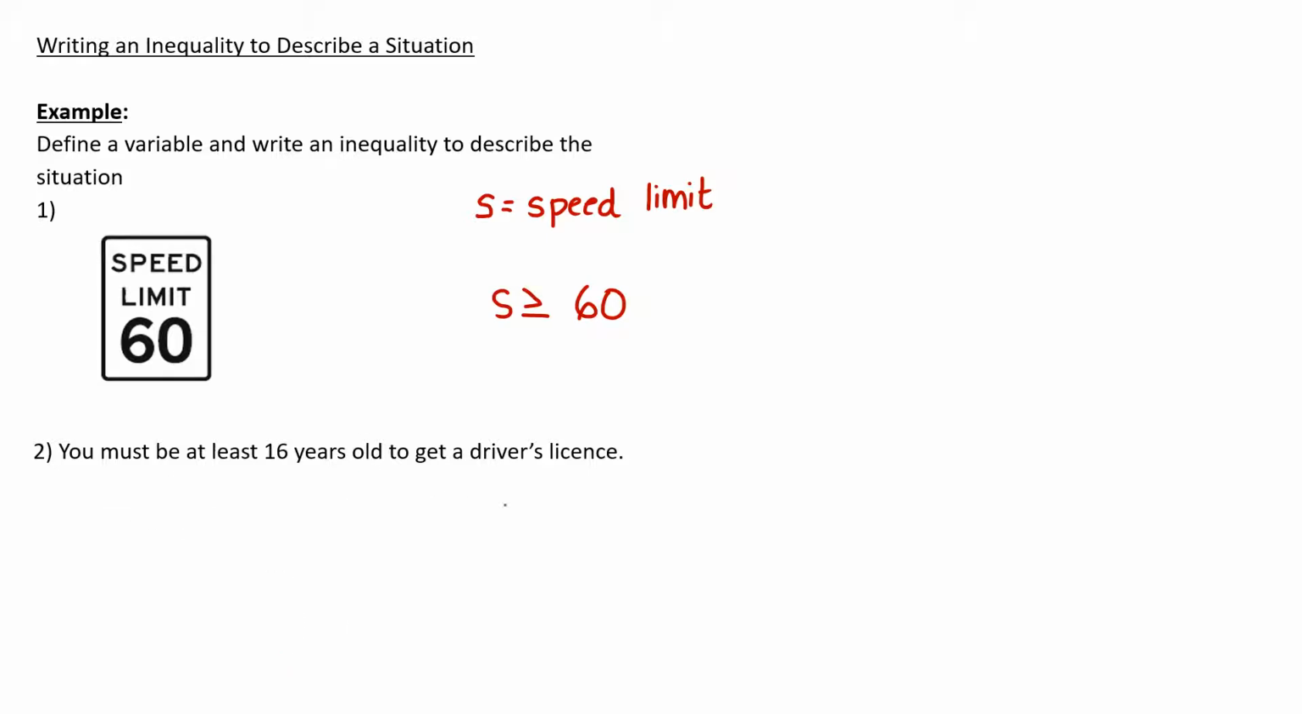You must be 16 years old to get a driver's license. So let's say A equals age of driver. A must be at least 16 years old, so you have to be 16, and we want A to be greater than or equal to 16. And then the number would be 16. Right on.